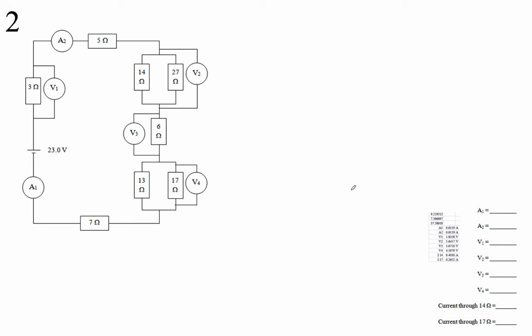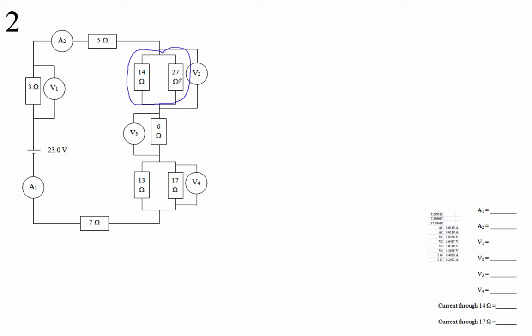Okay, nice simple circuit here. Helps to ignore the meters, right? So we've got a 3 ohm, a 5 ohm, and then we've got these two. We've got to figure out what that is. They're in parallel, right? So that's going to be 1 over 14 plus 1 over 27.